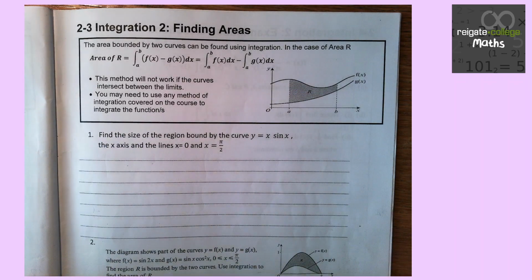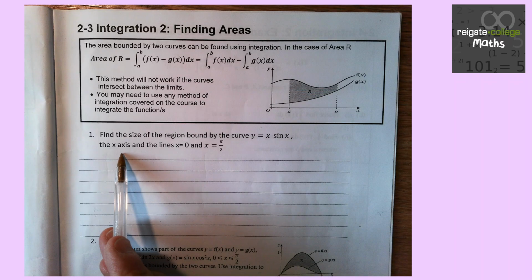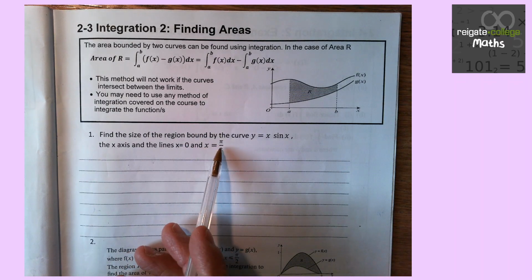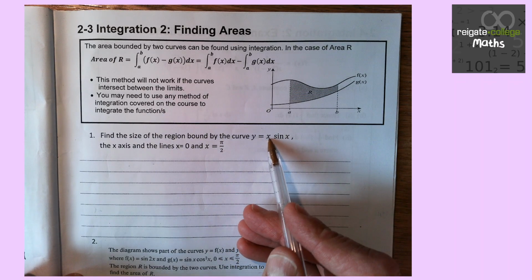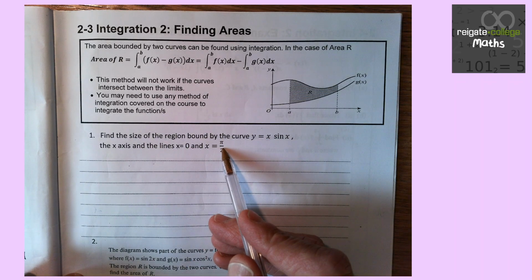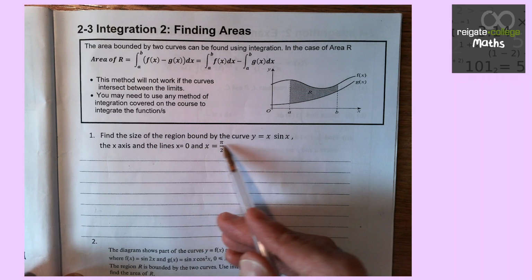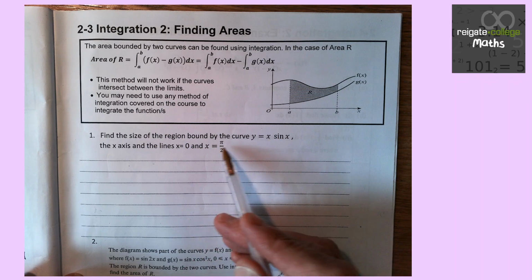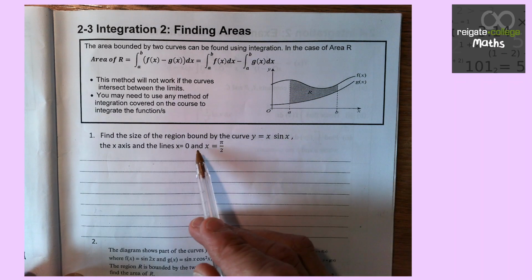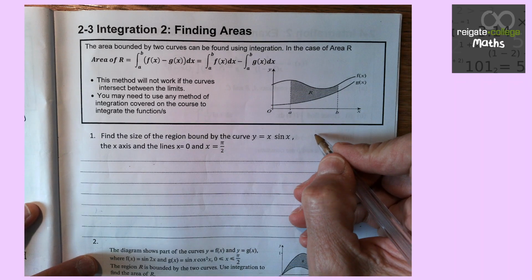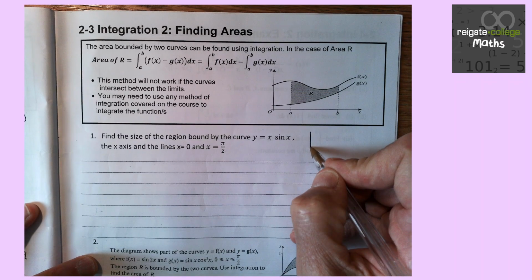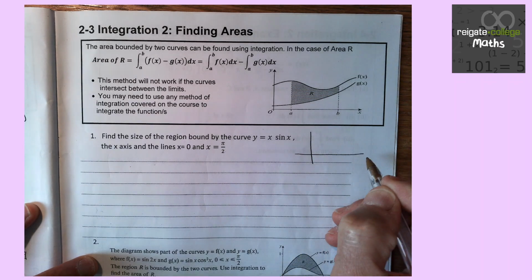The first one says find the size of the region bound by the curve y equals x sine x, the x-axis, and the lines x equals 0 and x equals pi over 2. So let's just think about this curve first of all, between x equals 0 and x equals pi over 2. In that range, sine of x goes from 0 up to 1, and x obviously goes from 0 up to pi over 2.